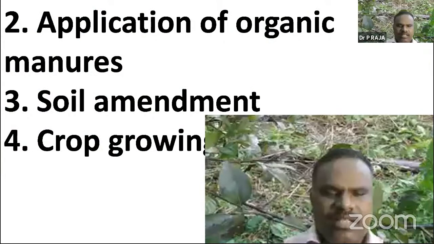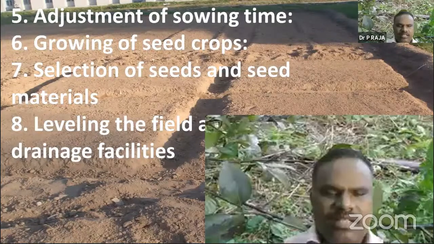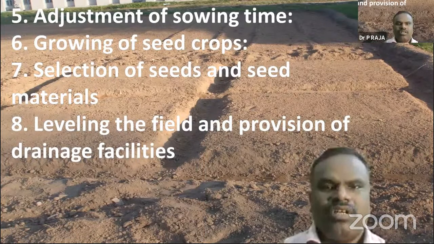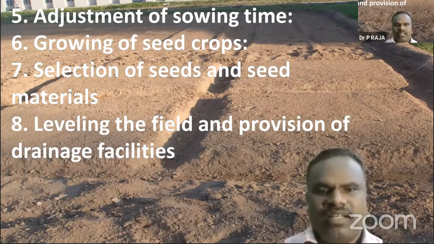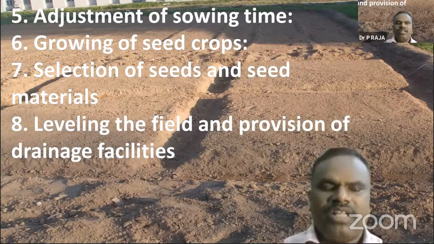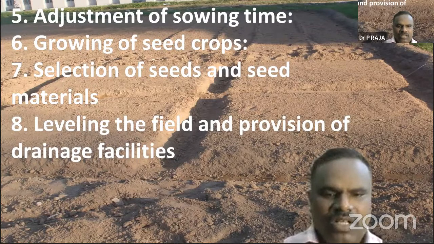If it is the first week of October, we must sow the plants in the first week of October. And then growing of seed crops and selection of the seed material is very important. We have to observe whether this seed material is free from any infection, any bulbs, any tubers, any culms. We must observe them and eliminate them initially. And then leveling the field and provision of drainage facilities is very important. At the nursery level, as you can see in the background pictures, we must prepare leveled beds for raising the nursery. That is very important.